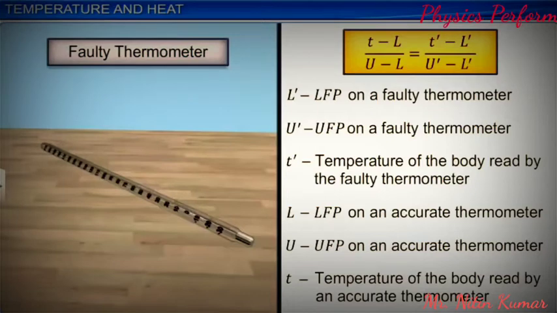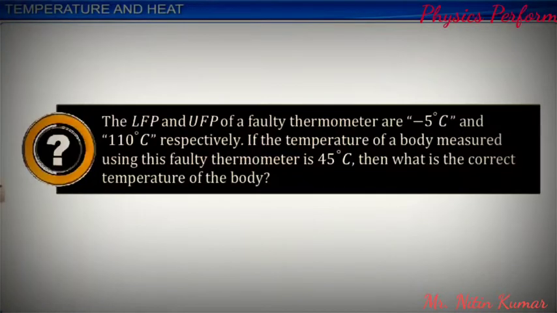Let's solve a problem based on this formula. The LFP and UFP of a faulty thermometer are minus 5 degrees Celsius and 110 degrees Celsius respectively.